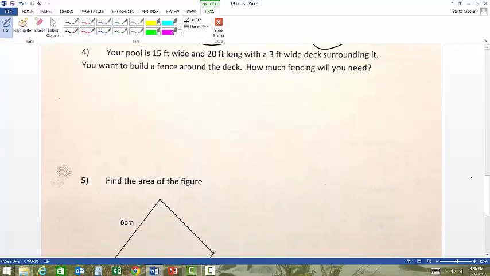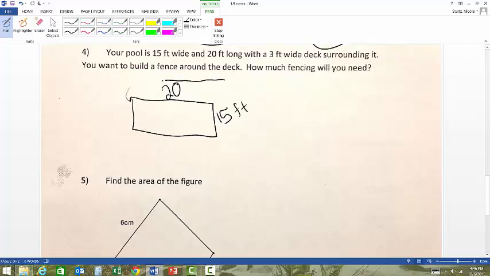In number 4, you have a pool that's 15 by 20, so we're going to go ahead and draw a rectangle and label the sides 20 and 15. And we are dealing with feet. So the thing about this pool is you want to build a 3-foot wide deck around it. So I actually like to draw a picture. It helps me avoid forgetting numbers.